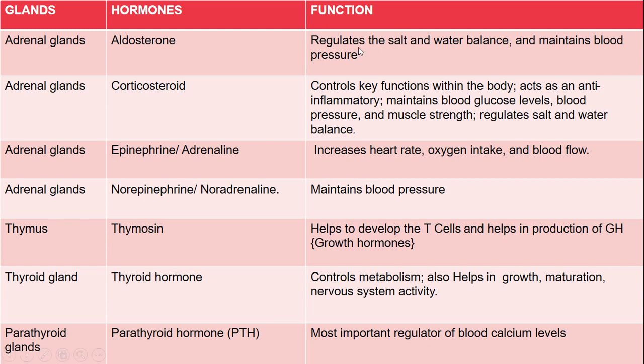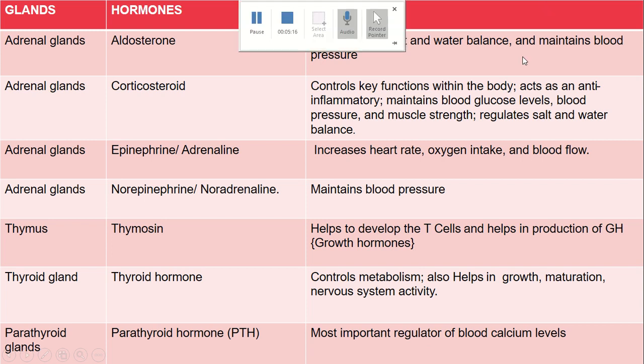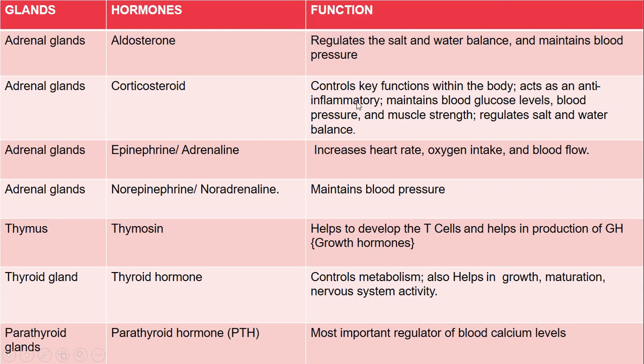So these are the ones which help the kidney to maintain the salt and water balance and the blood pressure. Then the corticosteroid. Steroid is what is given for inflammation, because steroids are given to reduce inflammation. Corticosteroid is produced by the adrenal glands, and it controls the key functions within the body. The key functions are, it acts as an anti-inflammatory. As I said, the steroid is given for inflammation, and anti-inflammatory in the sense it reduces the inflammation.